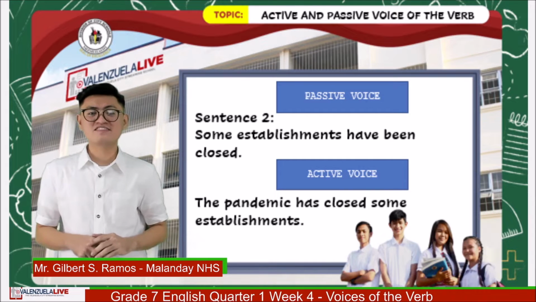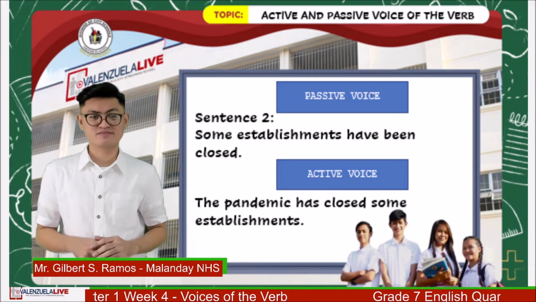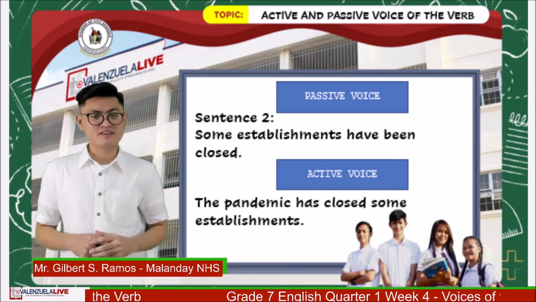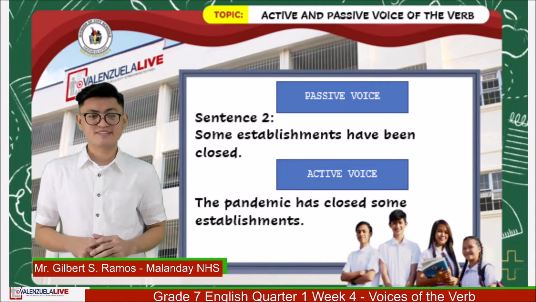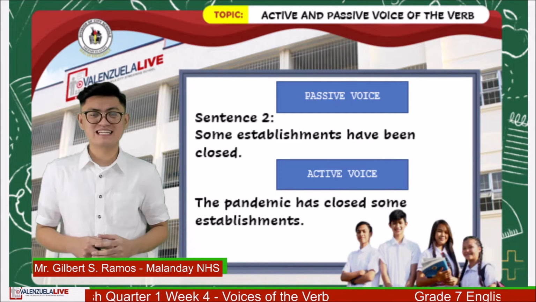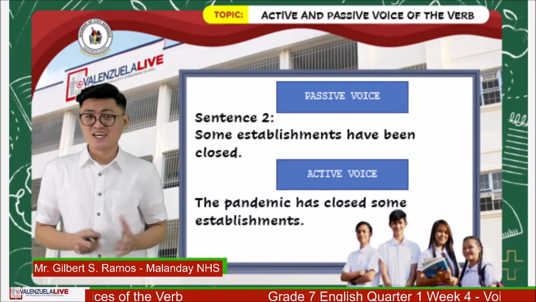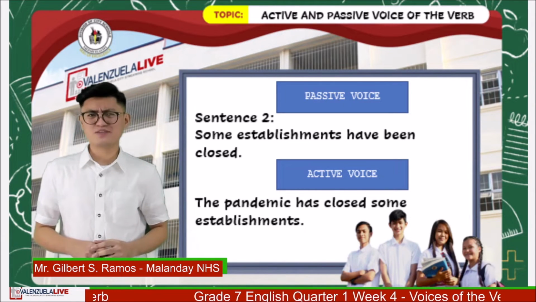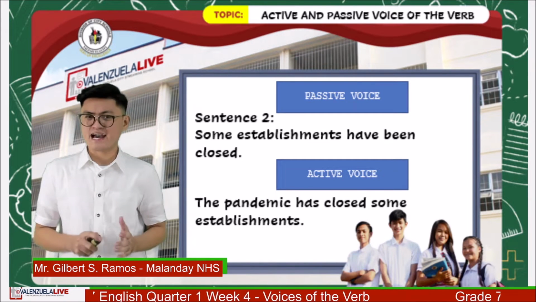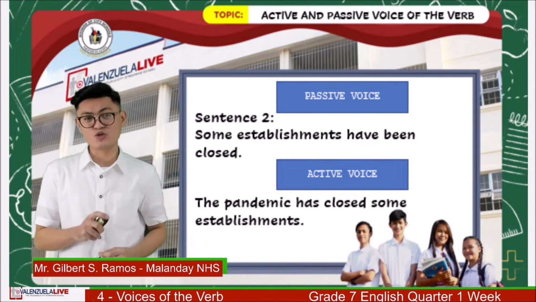Notice the sentence pattern now. The pandemic as the subject, has closed as the verb, some establishments as the direct object, and the pattern is now subject, transitive verb, and the direct object. If you need more help, do not worry because you can always go back to this lesson and ask your teacher for assistance. I know that you can do it.